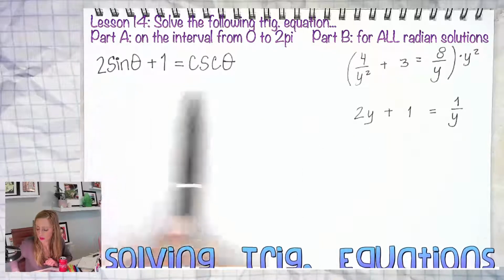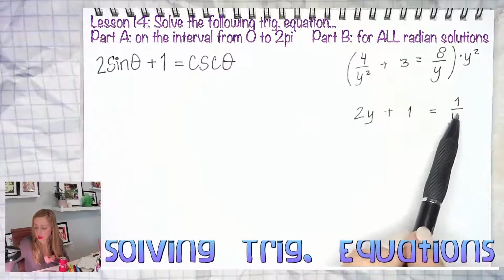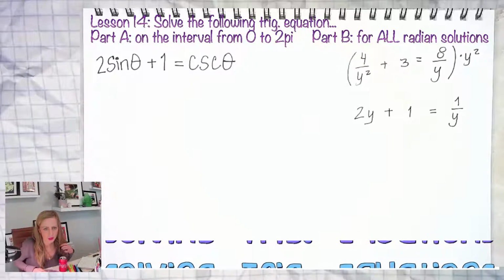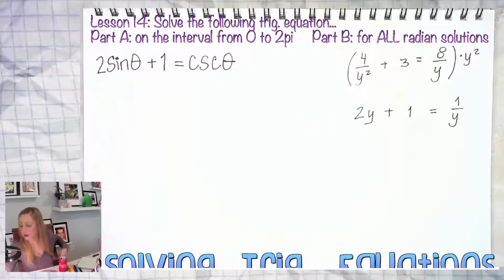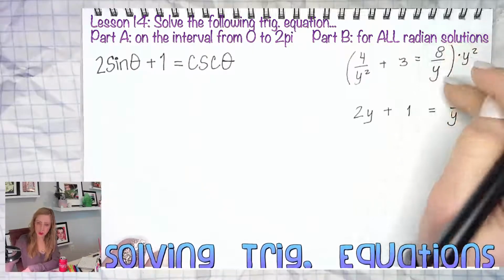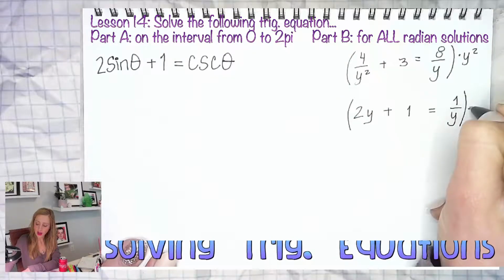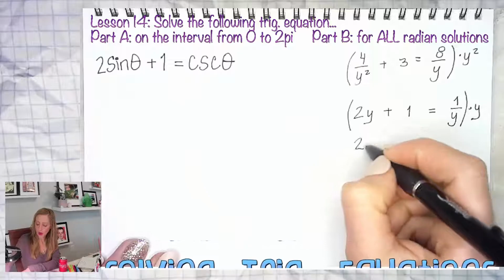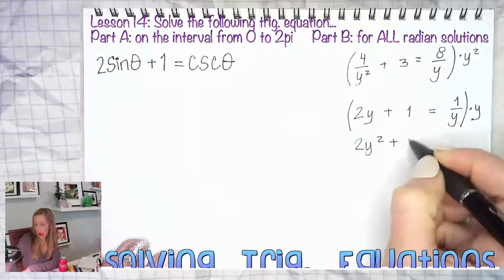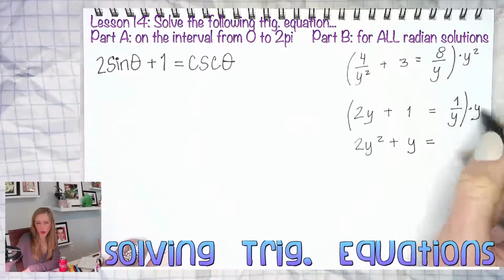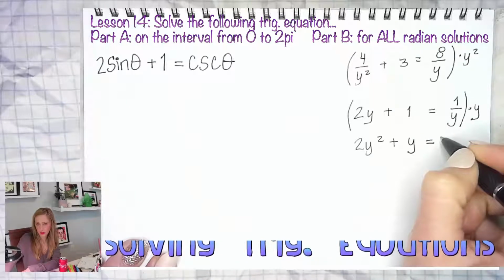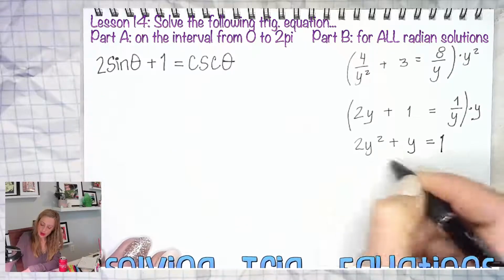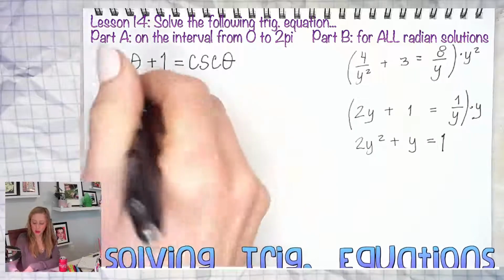Substituted cosecant for 1 over sine. That's one thing. We substituted cosecant for 1 over sine. And I also substituted sine with what? Y, exactly. So if I were to do this the same way we started this, I would multiply everything by y. And it would clean up and I would get 2y squared plus y equals, and what would I get over here? 1, right? Y over y. So I would get this, get it equal to 0, factor and solve. So we're going to do that right here.